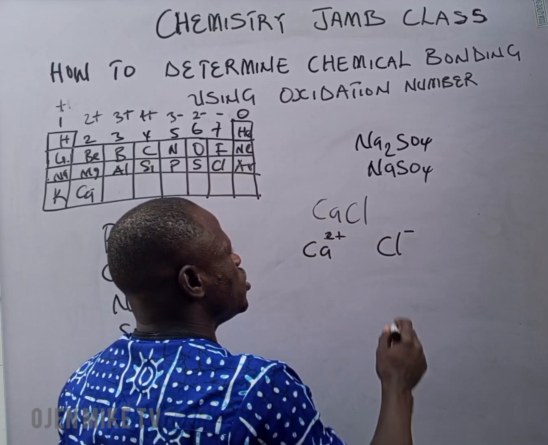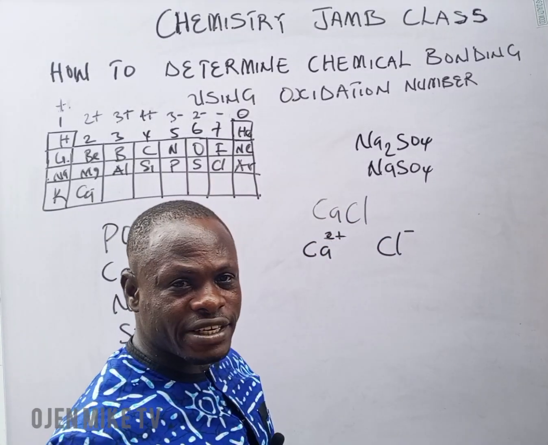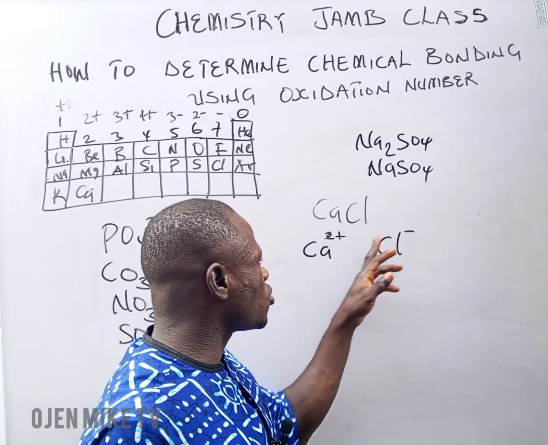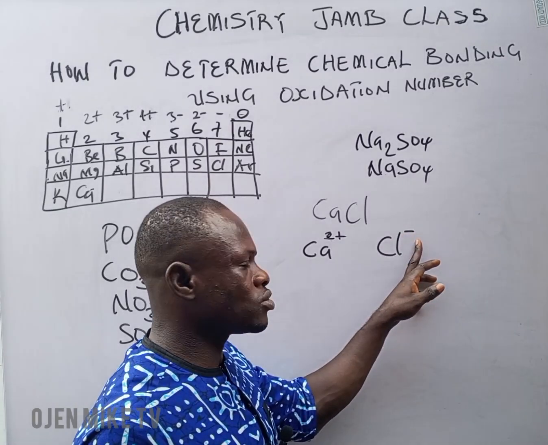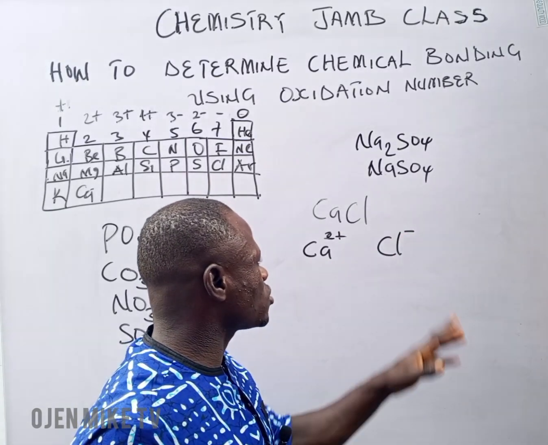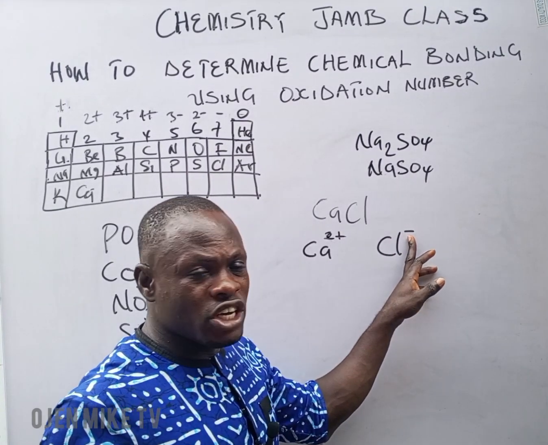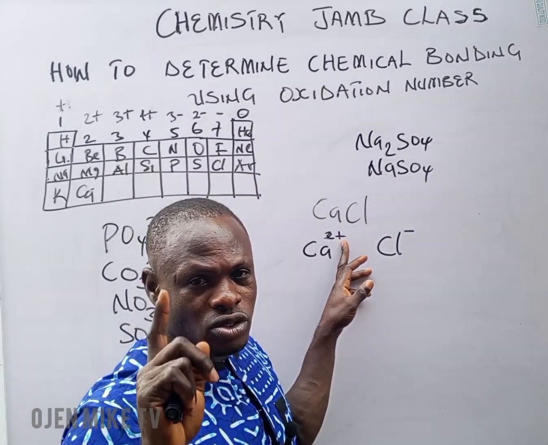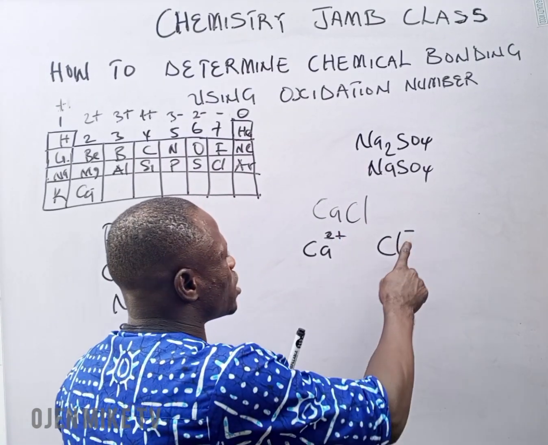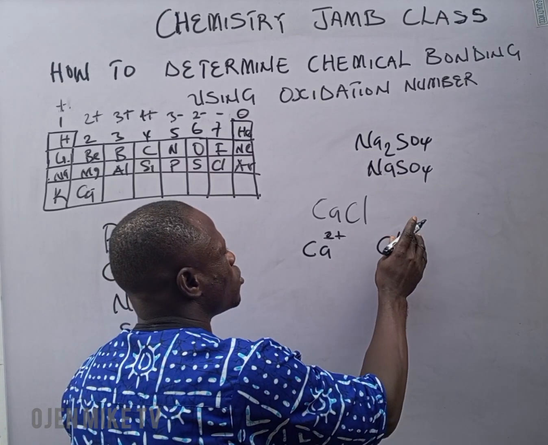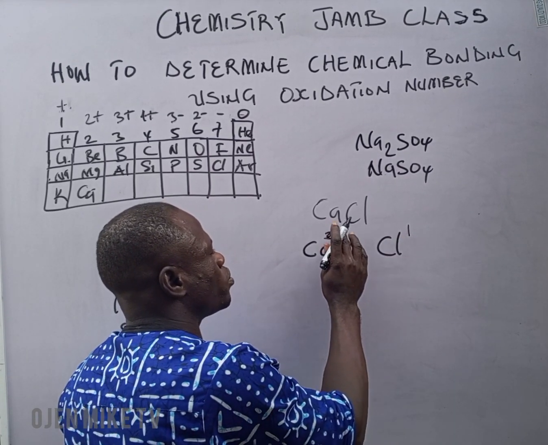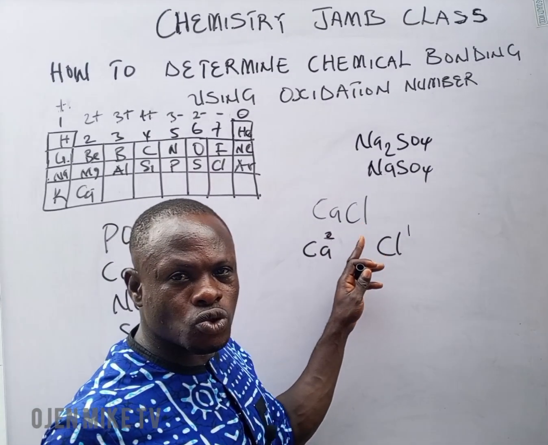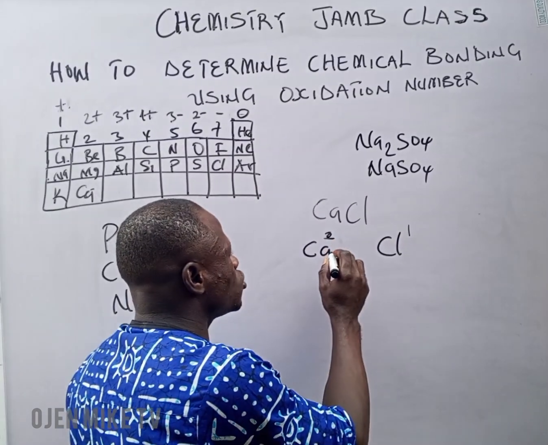So now here you are not going to consider the sign. Are you following? You are not going to consider the sign, whether it is plus or minus. You just know that if it is minus like this, it has 1. If it is only plus, you have 1. So this one that is minus here, we consider it to be 1. This one that is 2 plus, we consider it to be 2. Are you following? Now we are going to cross.